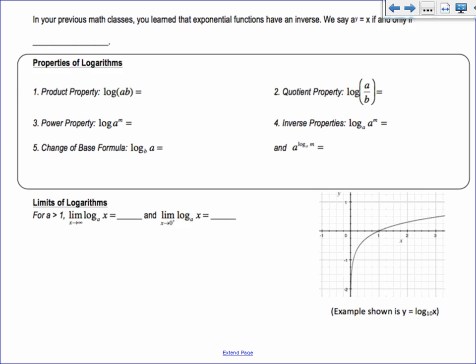So in your previous math classes, you've learned that exponential functions have an inverse. So we say that a to the y equals x if log base a of x equals y. So in Algebra 2, I taught you the little trick, use your finger and go from one to the other. So a to the y equals x. It's like you're conducting an orchestra. All right. You've also learned these other properties, that if you have log of a times b, it equals log of a plus log of b.